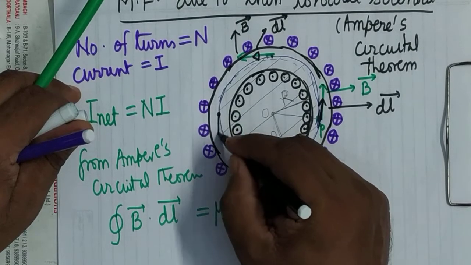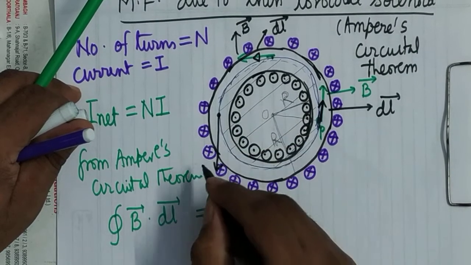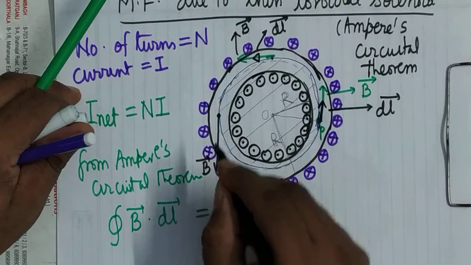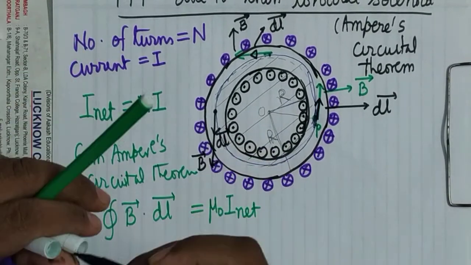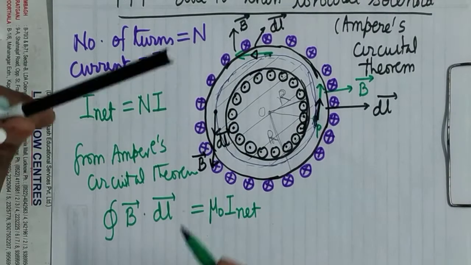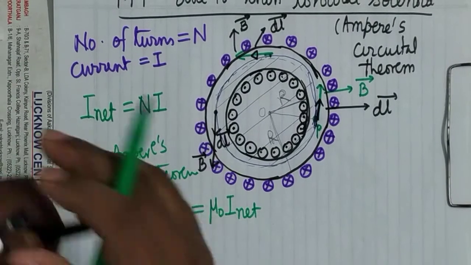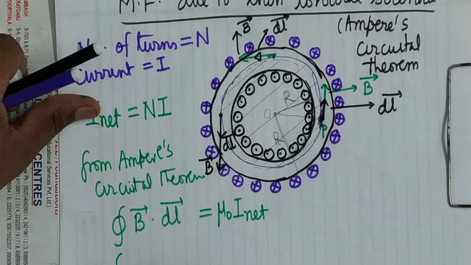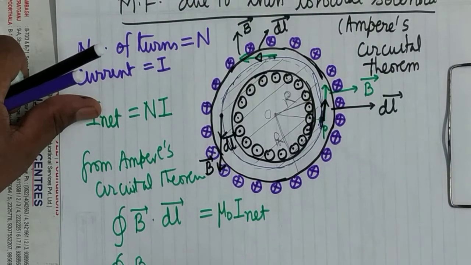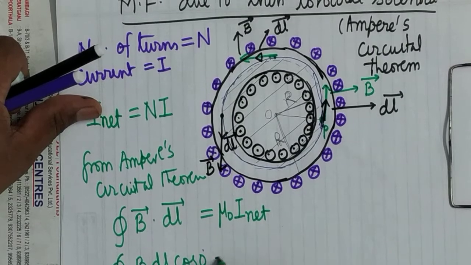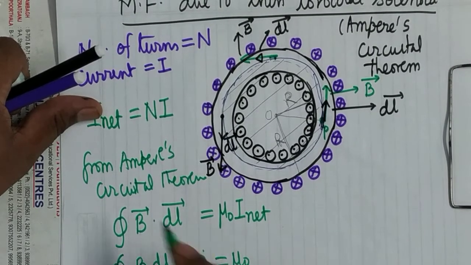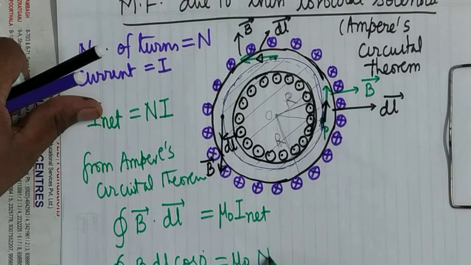You take the point here. What will be the direction of vector B? Vector B is this. Vector dl is this. They are in the same direction. So what will be vector B dot vector dl? It is equal to B dl cos 0 degree, equals mu naught I net, equals mu naught N I.